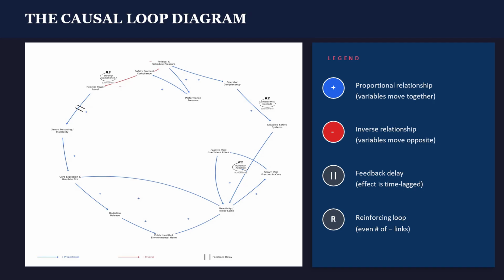Here's our full diagram. Blue arrows with a plus mean both variables move in the same direction. Red arrows with a minus mean they move opposite. The parallel bars on one arrow mean there's a time delay, the time an effect takes to show up. Every single element tells part of the story.